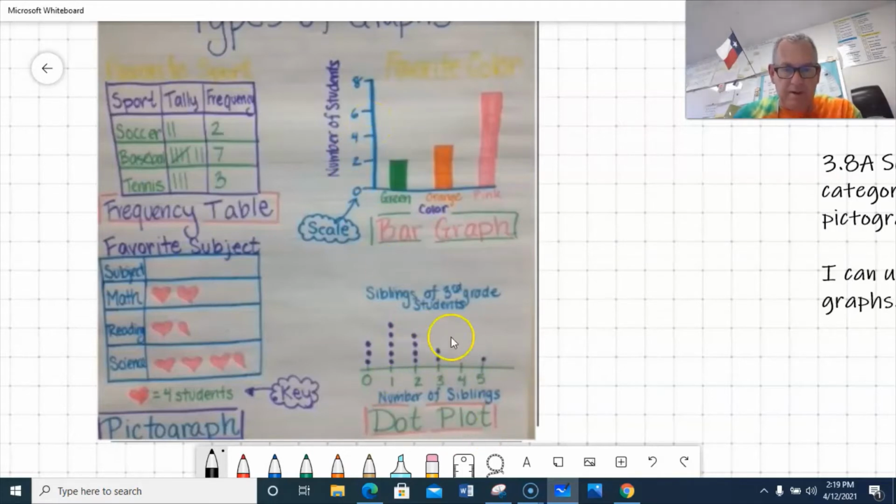And then we have dot plots. On dot plots, typically each dot's going to represent a person's vote. So if you count for this one, you could count how many dots are total, and that represents how many people have voted altogether.